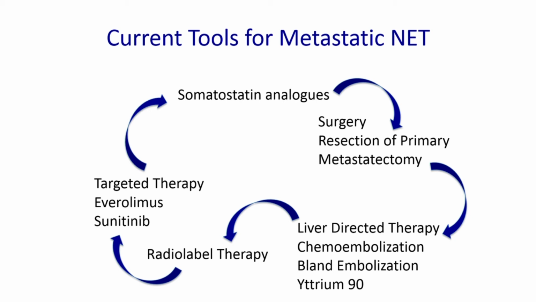There's liver-directed therapy. So, we have chemoembolization and so-called bland embolization. That's like chemoembolization, but you're not using chemotherapy. Yttrium-90 is used widely across the United States, not so much in Canada. Radiolabeled therapy, so-called PRRT, and I'm going to go into that later on in the talk. And then agents that we're fairly used to using in the oncology clinic, so-called targeted therapy, with fairly recent Health Canada approvals of everolimus and sunitinib.